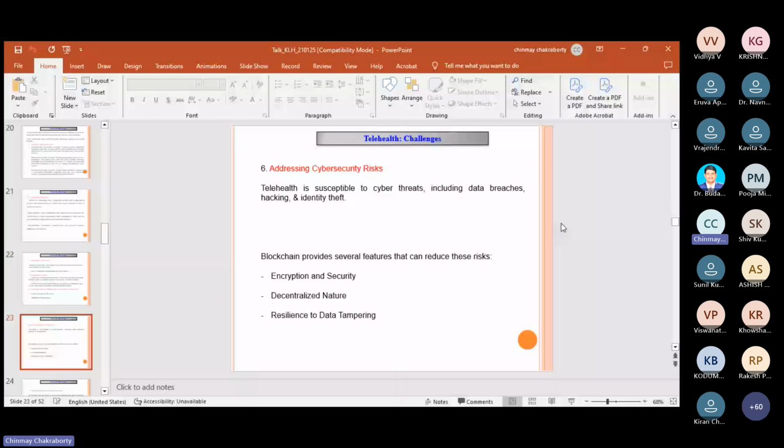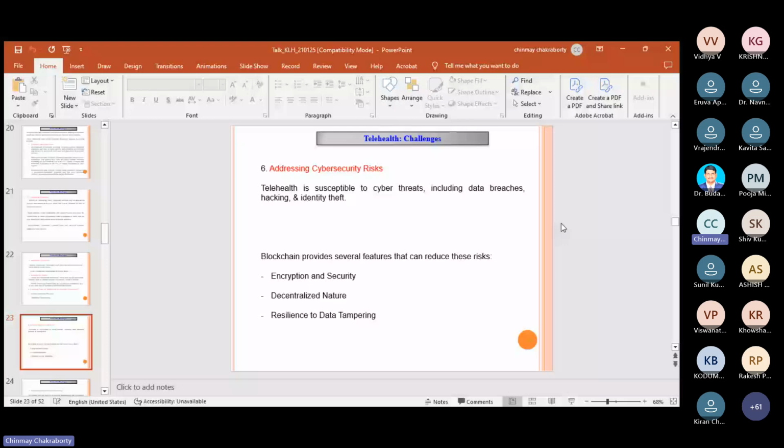Second is addressing the cybersecurity risks. Telehealth is susceptible to cyber threats, including data breaches, hacking, and identity theft. That is one of the issues, and I will show you how a blockchain-enabled telehealth platform can solve these issues. Blockchain mainly provides several features that can reduce the risks.